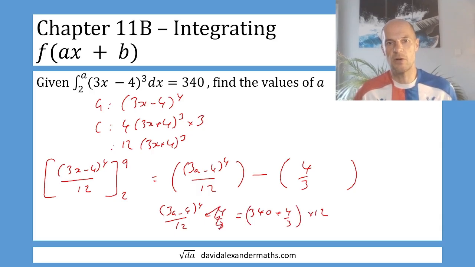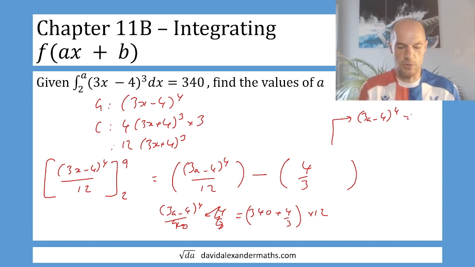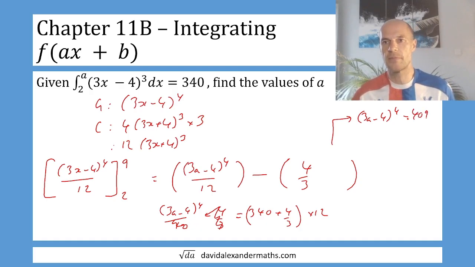So what I'm going to do is add the 4/3 to both sides and then multiply by 12. So therefore, (3a minus 4) to the power of 4 equals what? 340 plus the 4 over 3, multiplied by 12, is 4096. So therefore 3a minus 4 is the 4th root of 4096. We need to remember that that's going to be a positive and negative answer, so plus or minus 8.